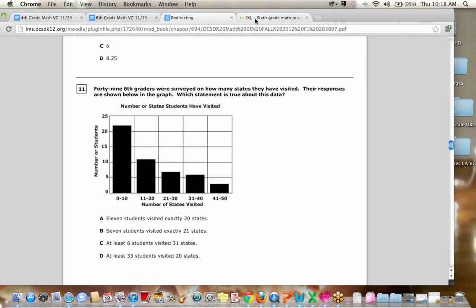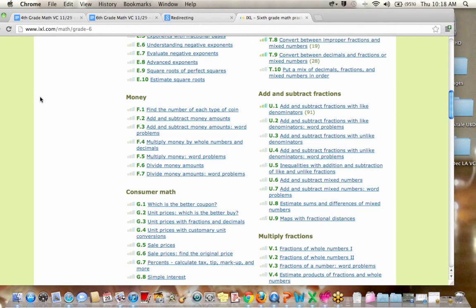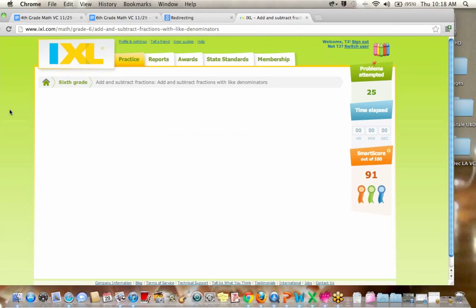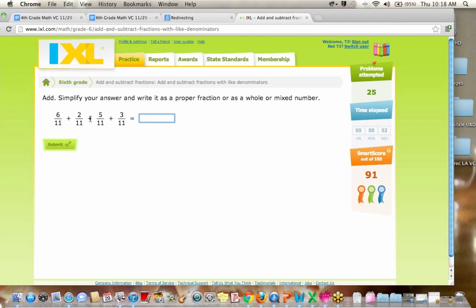All right, so you guys are working on the very exciting skill of adding and subtracting like fractions. So that is ridiculously simple. Yay! All you need to do when you're adding is keep your denominator the same, and you're just going to add the numerators. So I'll do this one with you. What's 6 plus 2 plus 5 plus 3?